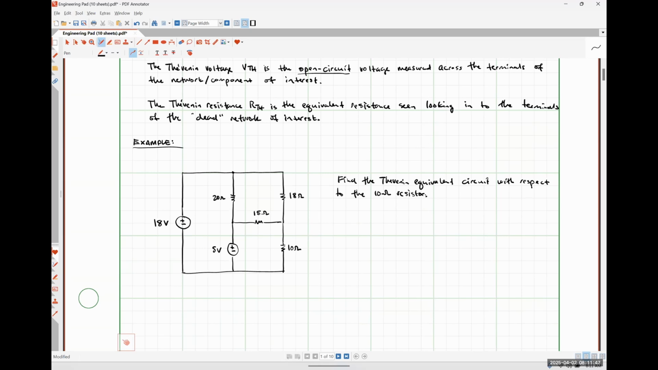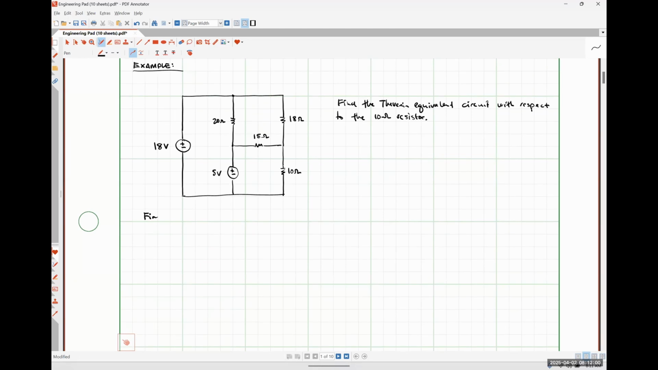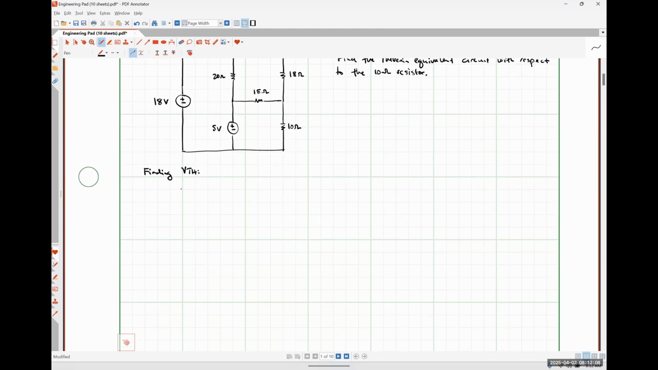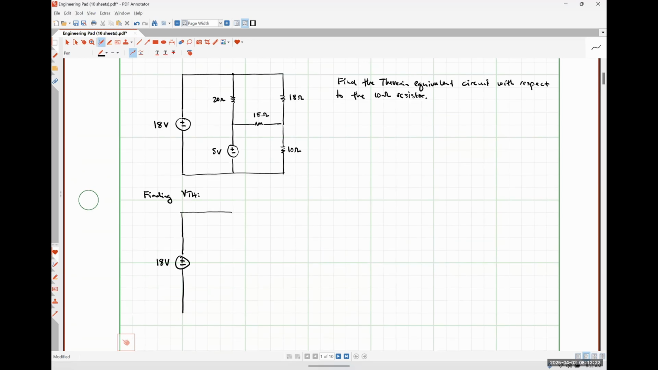So here, because I'm asking you to find the Thevenin equivalent circuit with respect to the 10 ohm resistor, we will simply take this 10 ohm resistor out and then perform our analysis, okay? So let's start by finding our Thevenin voltage, okay? So I'm going to redraw this circuit really quickly. And I'm going to leave the 10 ohm resistor out of the circuit.